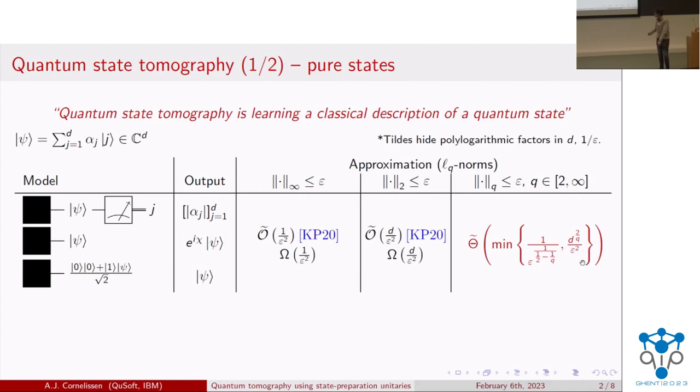The first thing that we did in this project is we closed the gap between the L infinity and the L2 norm case. For any Lq norm where q is in between 2 and infinity, we tightly characterize the number of times you need to call this black box. You can see that this expression is very hideous, but we have a matching upper and lower bound, so I cannot make it any nicer than it is.